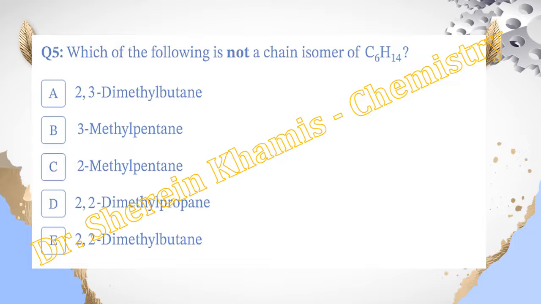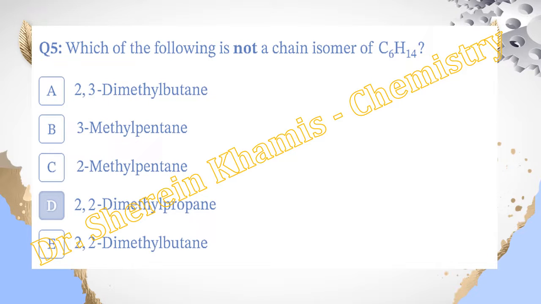We will have a branched isomer here. So we have 2,2-dimethylpropane, as it gives the least number of carbon atoms and the others make a branching. So it will not be a chain isomer, it will be a branched isomer. So the right answer will be letter D, 2,2-dimethylpropane.